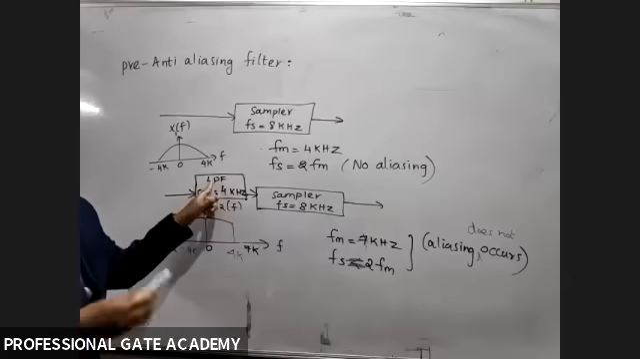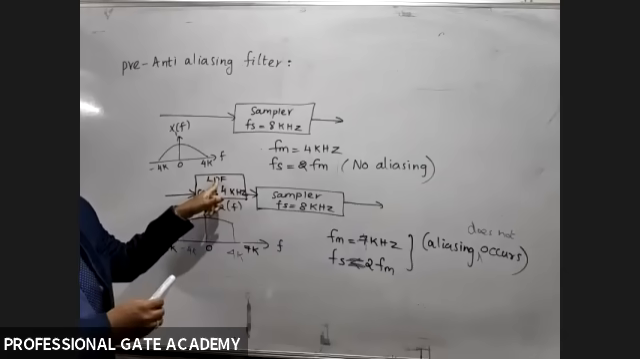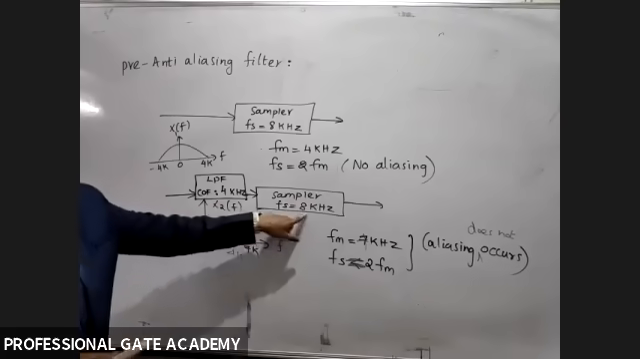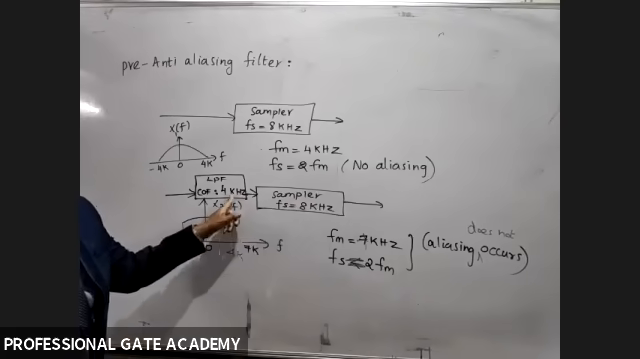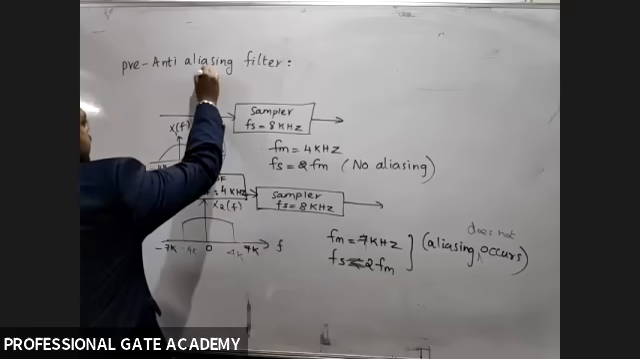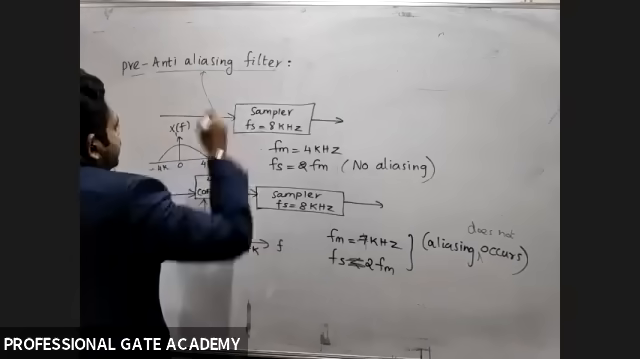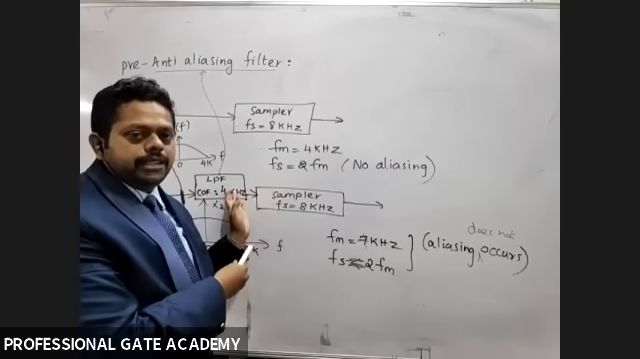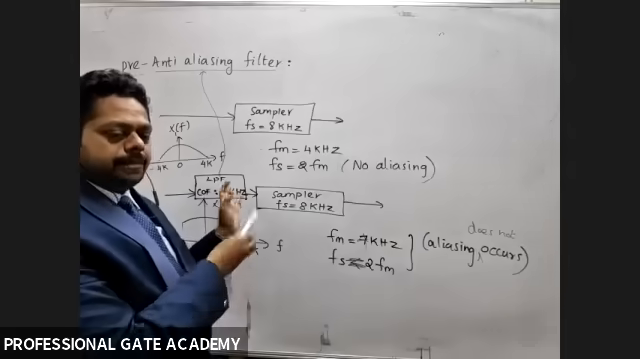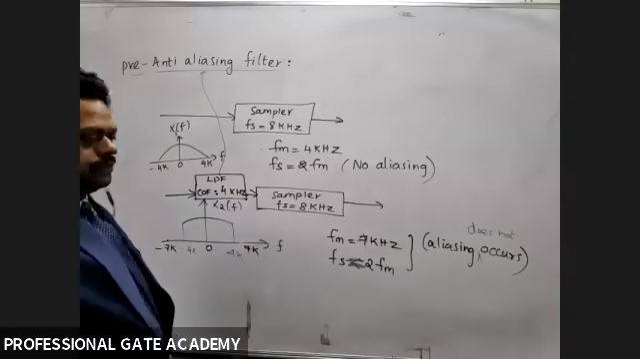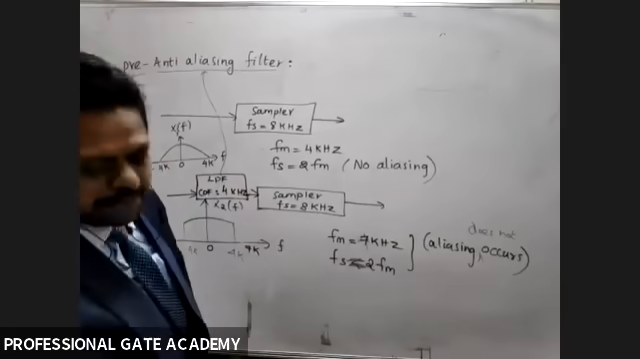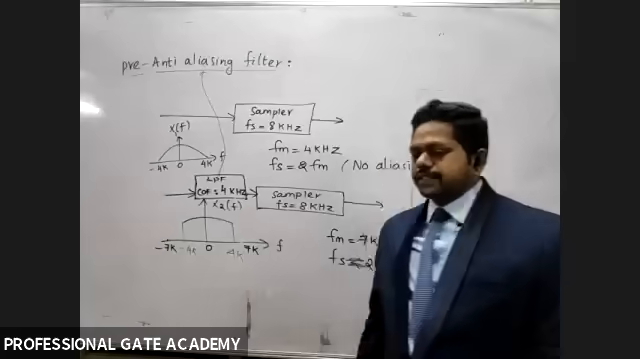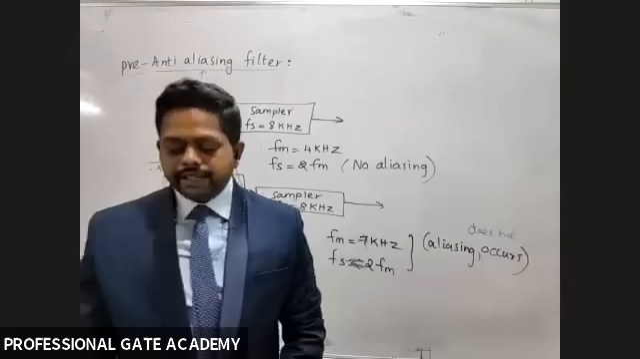So there is a low pass filter placed before the sampler. Now the sampling frequency is 2 into the cutoff frequency of the low pass filter, so at that time aliasing does not occur. So this low pass filter is called a pre-anti-aliasing filter, because the low pass filter is placed before the sampler.